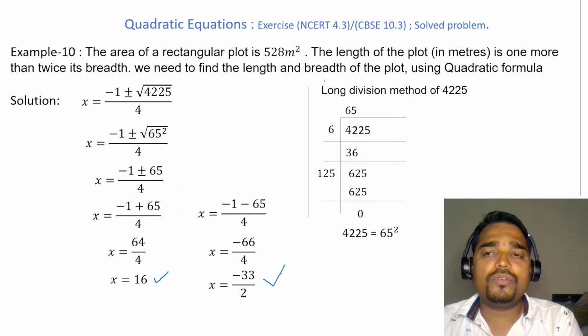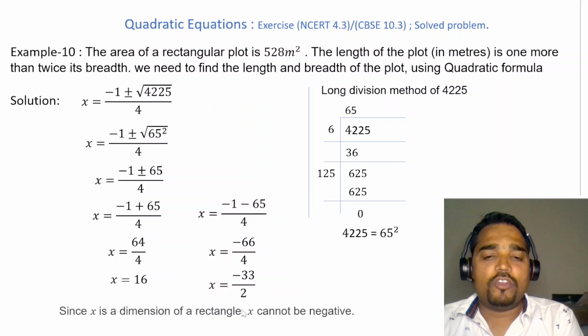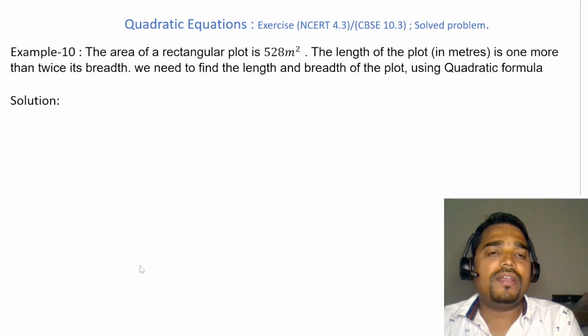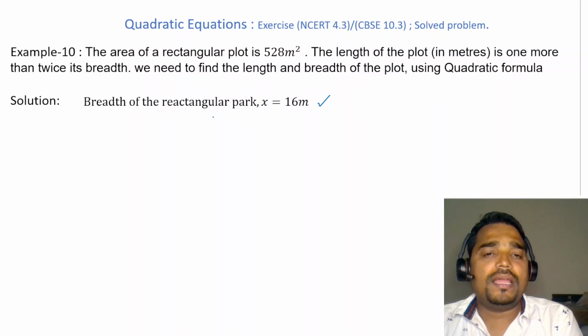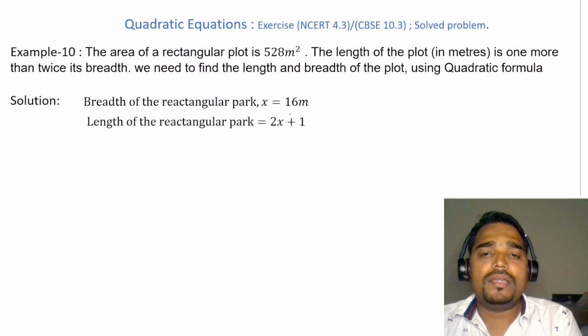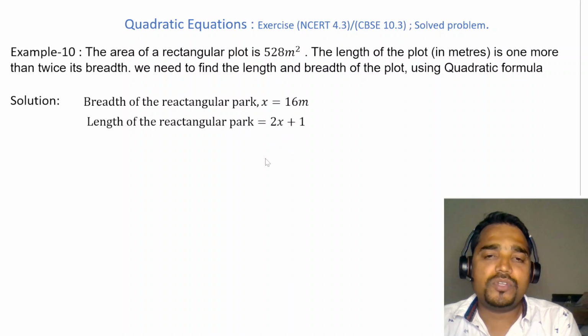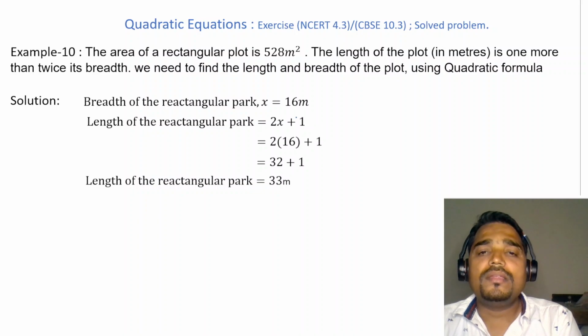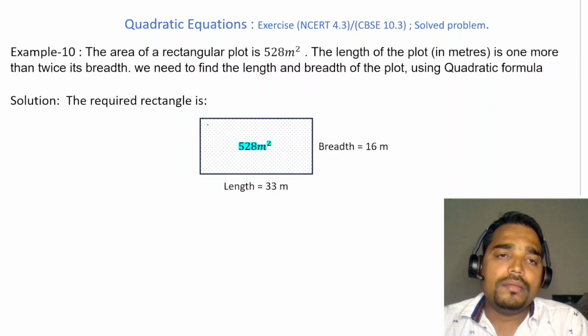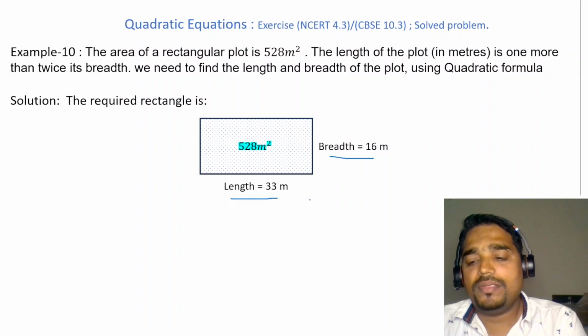Therefore, x is equal to 16, or x is equal to minus 33 by 2. Since x is the breadth of the plot, what we have assumed, therefore x cannot be negative. So the negative value cannot be considered here, which means the breadth of the given rectangle is 16 meters and the length of the rectangle would be 2x plus 1. That is, here x is equal to 16. By substituting the value here, 2 into 16 plus 1, therefore the length of the rectangular park is 32 plus 1, or 33 meters. Therefore, the required dimensions of the rectangular park are breadth is equal to 16 meters and length is equal to 33 meters.